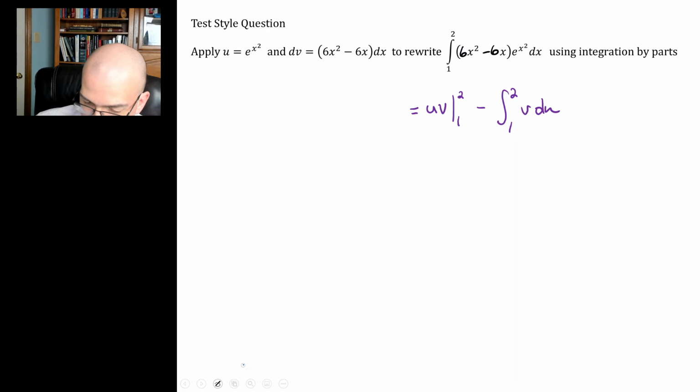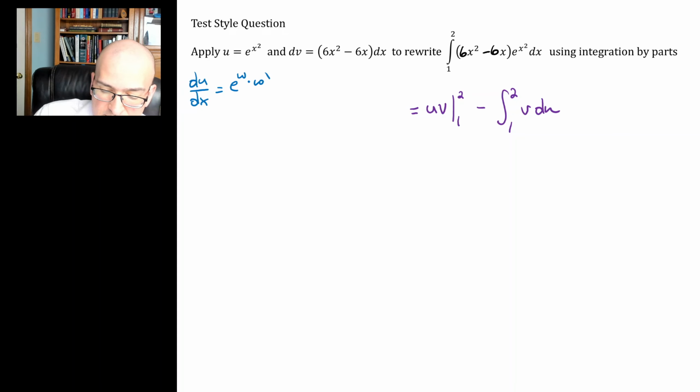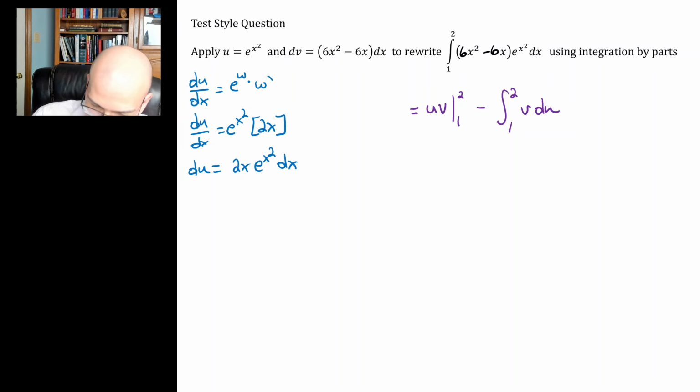Okay, so we have to find the pieces. I'm going to take the derivative of u, so du by dx. To take the derivative of e to the x squared, I have to use the chain rule, e to the w times w prime. So du by dx is e to the x squared times 2x. Rearrange, just multiply by dx on both sides, so we get 2x e to the x squared times dx. So that's going to replace the du inside our integration by parts formula.